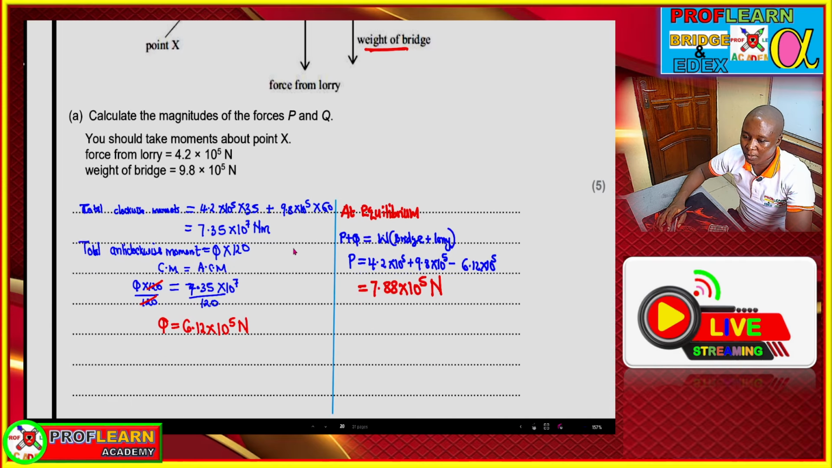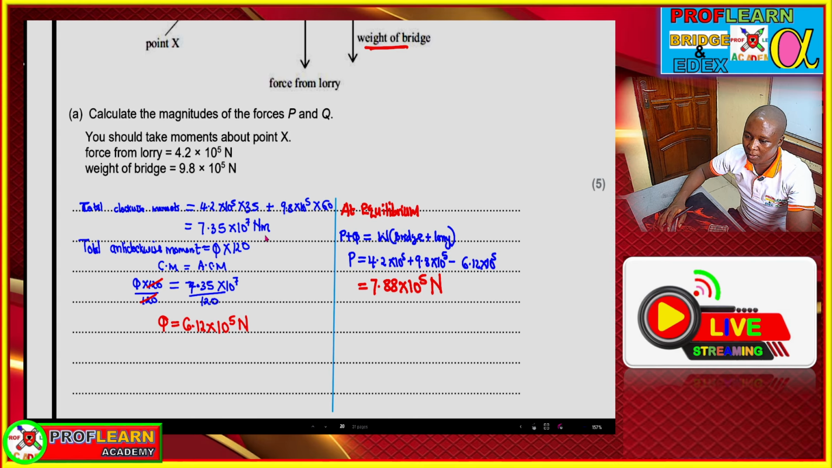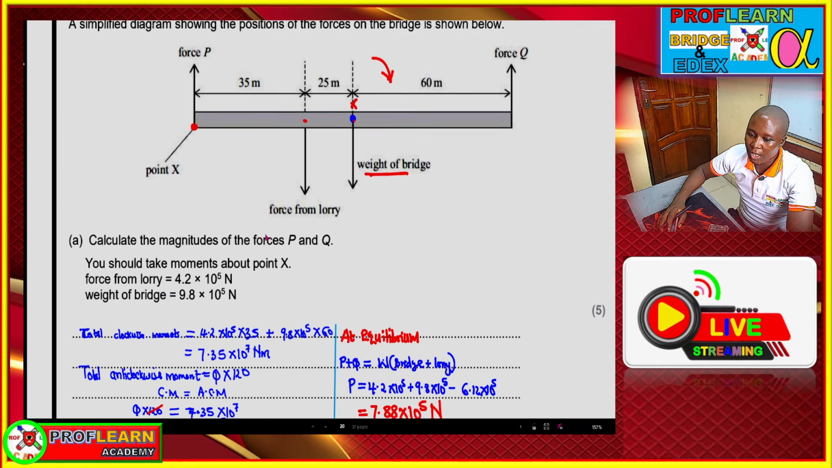So that's going to be 7.35 times 10 raised to the power 7 Newton meter. Anti-clockwise moment will be provided, because when these forces are pulling down, this Q will provide an anti-clockwise moment. So we have to consider the distance from where P is to where Q is, so that we are able to get that one also.